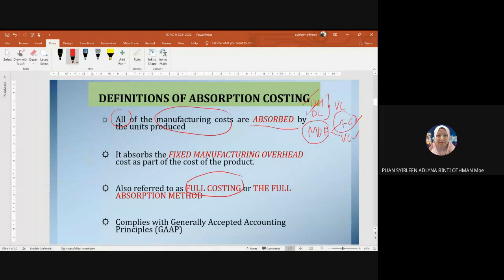Okay, and bila dia ambil kira semua, dia comply dengan GAAP. So bila dia comply dengan GAAP, that is why bila you prepare the comprehensive income statement, your format must be the same as what you did or as what you learn in AA015. Sebab statement itu adalah statement yang berformat tetap. Okay, bila dia berformat tetap sebab dia comply dengan General Accepted Accounting Principle, GAAP.